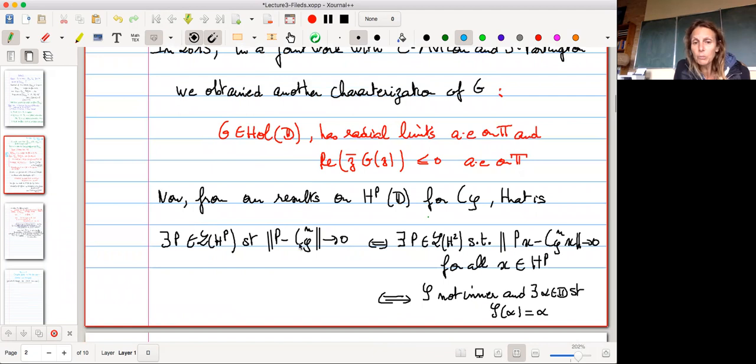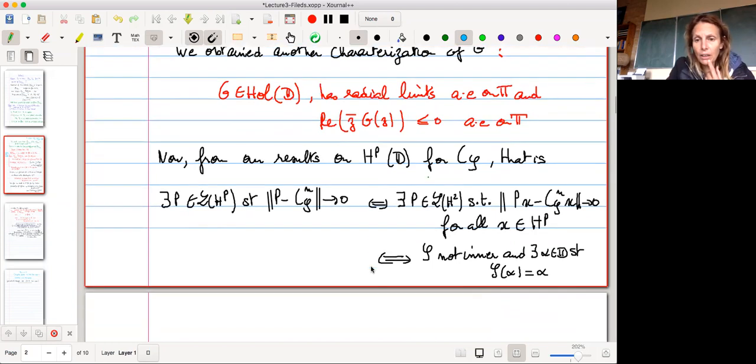There is no difference. And the criterion is the following. The symbol phi of the composition operator is not inner, and phi has a fixed point inside the unit disk. And the reason for that is, if phi is inner with a fixed point, it happens that C phi is similar to an isometry, so no way to get a limit.